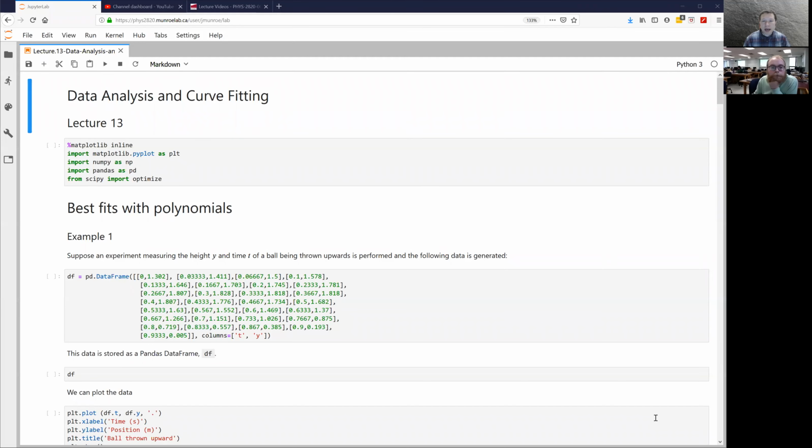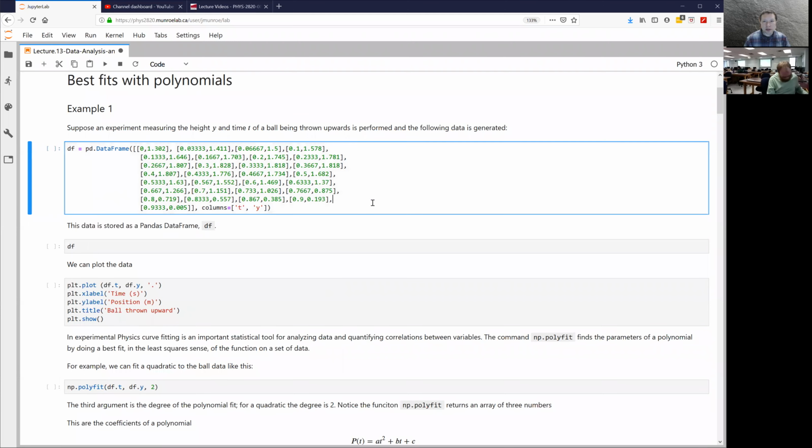But I want to talk about how to actually do data analysis and curve fitting as it applies to data, because it's a computational task and it uses a lot of the same techniques as we've been dealing with when solving equations. Okay, so I've got a lecture in front of me. You should have it as well. We're on lecture 13. Import the stuff as we usually do.